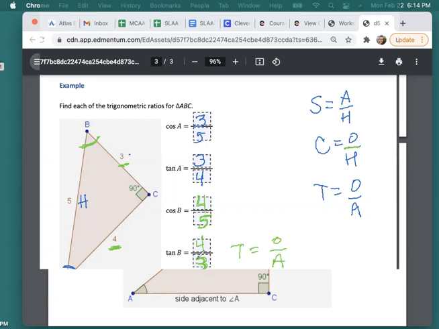So all you really need to know is identify where your angle is. We're dealing with angle B. Opposite B is 4, like across from it, right? And then touching B is 3. So that's adjacent, 4 over 3. Kind of made a mess there.